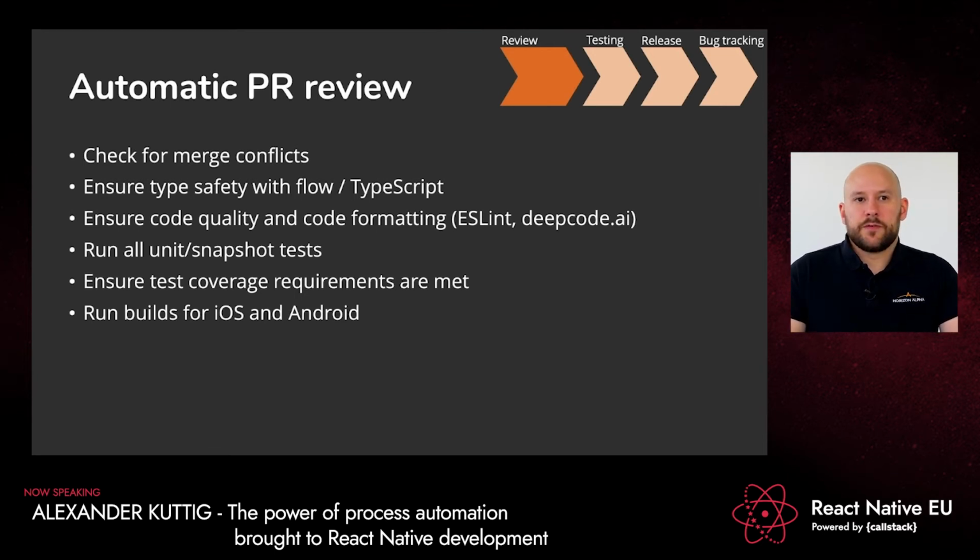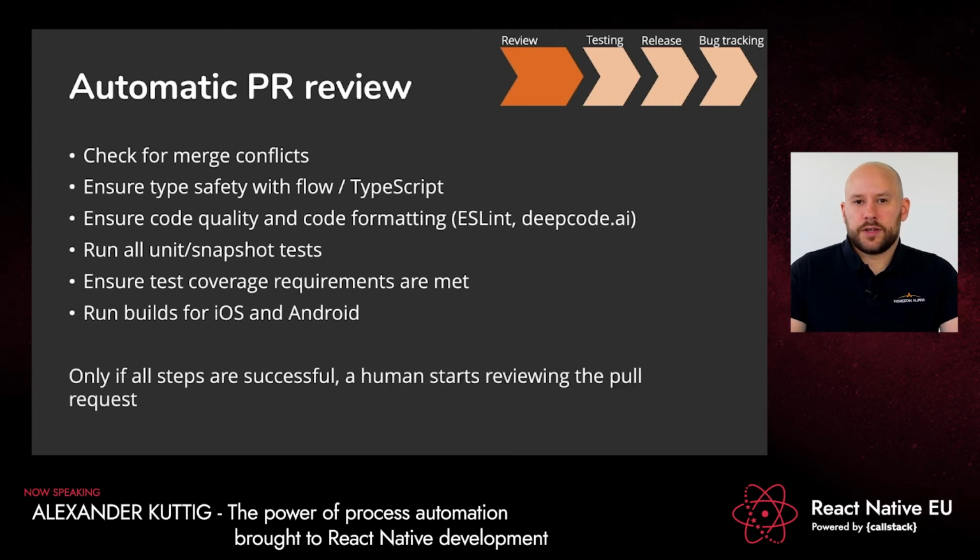And only if all these steps are successful, a human starts reviewing the pull request. So if you look at these steps, we achieved two things. First, we save some time because we don't have to do the steps manually. Second, we ensure that some rules and requirements are enforced, which ensure a higher code quality and product quality.